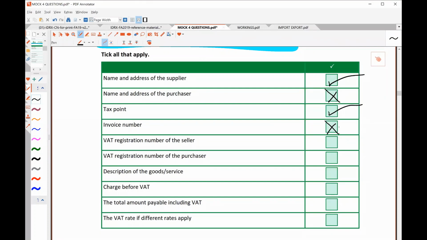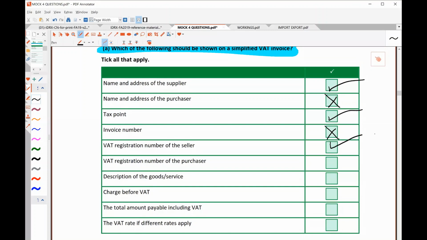Now, I know a lot of people who dilemma over this next one, okay? But I want you to think about it realistically. When I sell something to somebody, does it matter to me whether they're VAT registered or not? Does it make any difference to me when I'm selling to them? It makes absolutely no difference. The only time it would really make a difference is if I was purchasing from somebody, because I'm going to claim the VAT back.